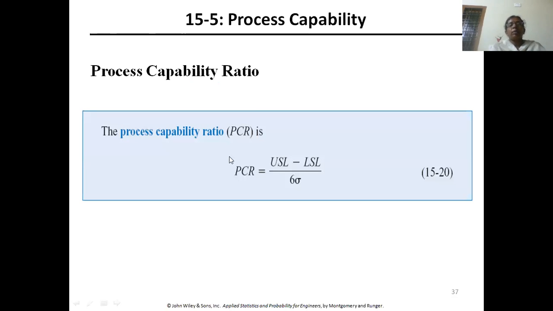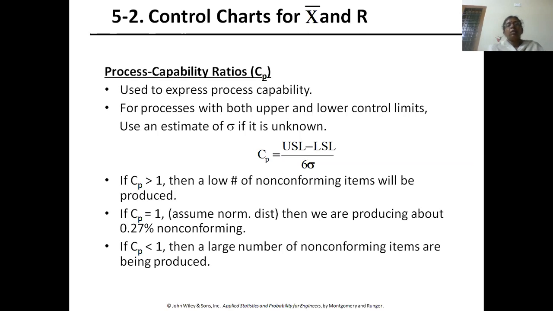The process capability ratio is defined as PCR equal to USL minus LSL by 6 sigma. USL is the upper specification limit and LSL is the lower specification limit. What is the process capability ratio? It is denoted by Cp, and it is used to express process capability. For processes with both upper and lower limits, we use an estimate of sigma if it is unknown. So Cp equals USL minus LSL by 6 sigma.